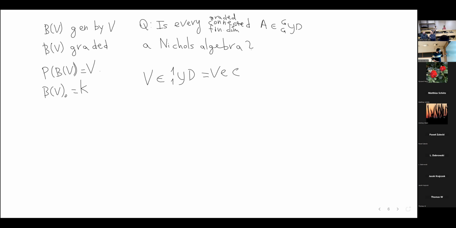In this case, let's see what we get. If I calculate, let's say, delta of V W, and I'm talking here about what happens in the tensor algebra of V, then I will get V tensor 1 plus 1 tensor V.